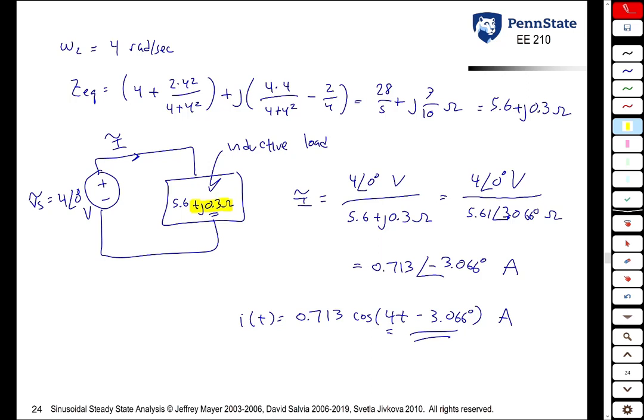We will continue the topic of impedances next class with some more examples, and then we'll see how we could use the impedance and phasor concept to solve all kinds of problems in sinusoidal steady state.